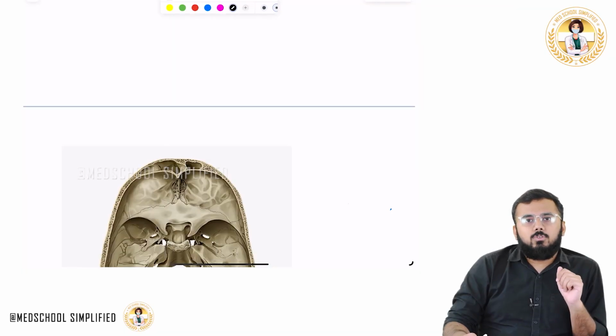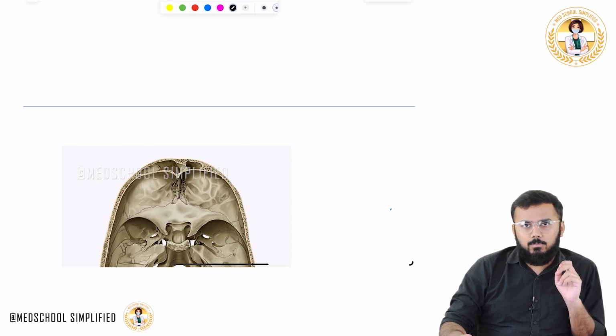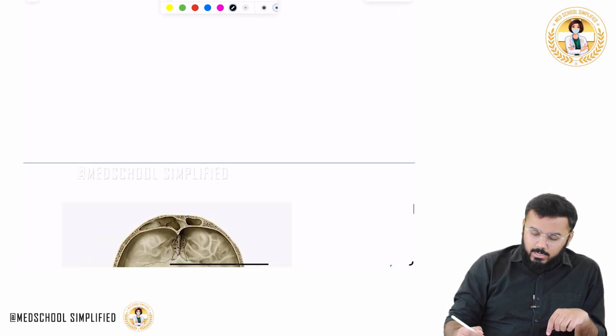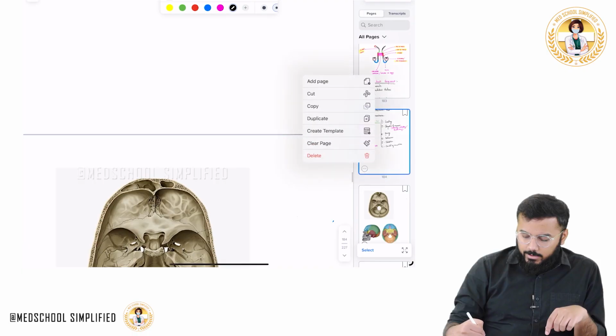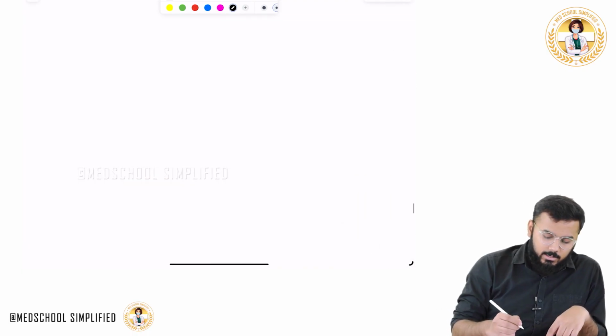Hello guys, so now we shall be discussing different types of cranial fossa. We have three different types of cranial fossa. One is called the anterior cranial fossa, next is the middle cranial fossa, and the third one is called the posterior cranial fossa. Out of all these three important cranial fossa, first of all let us look at them and then we shall discuss in detail.